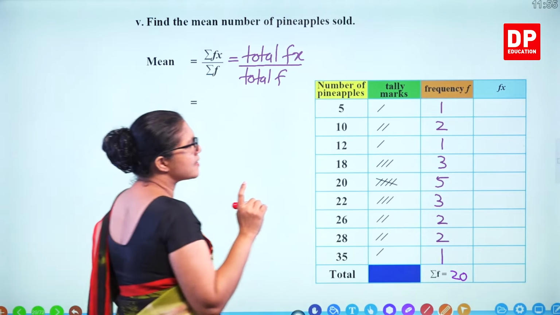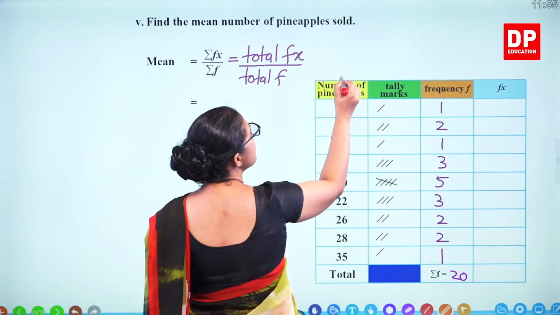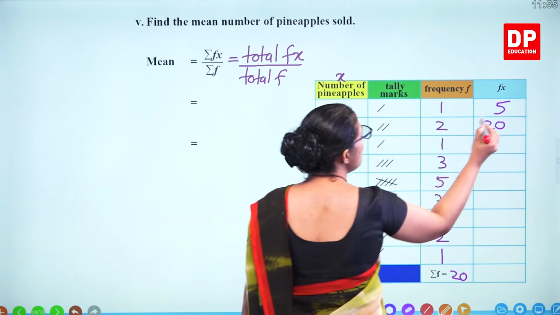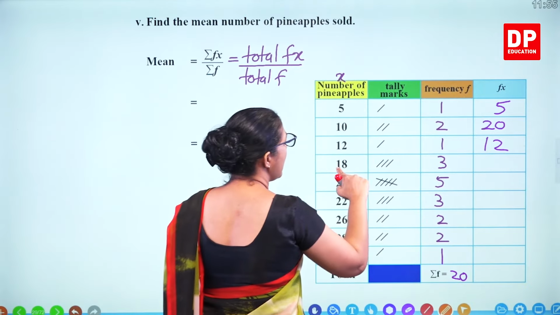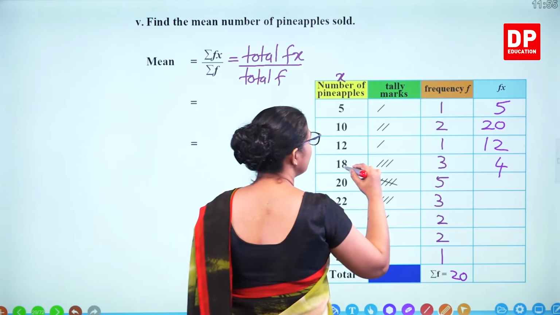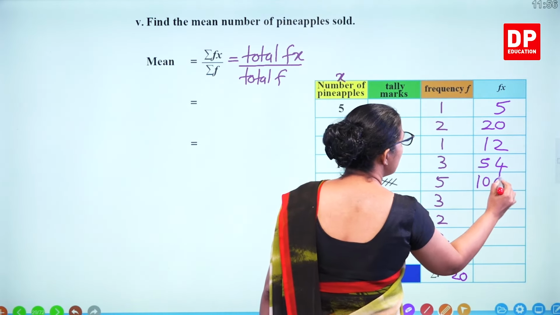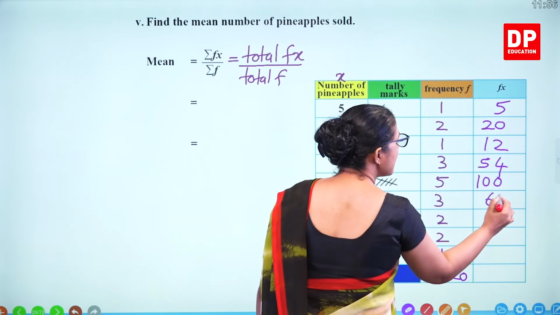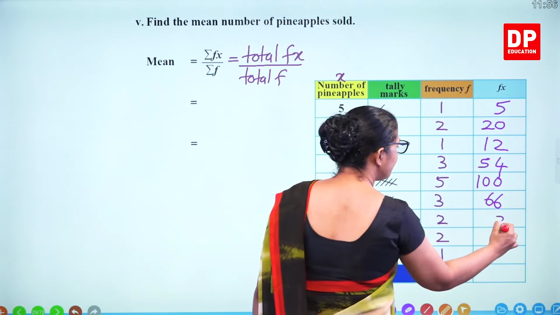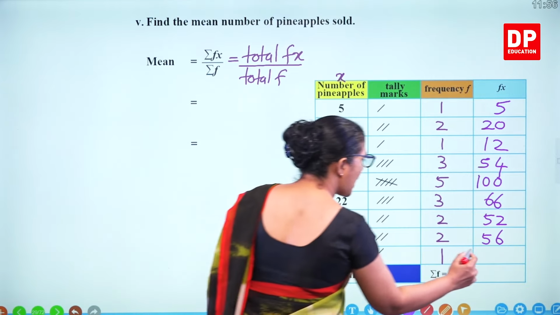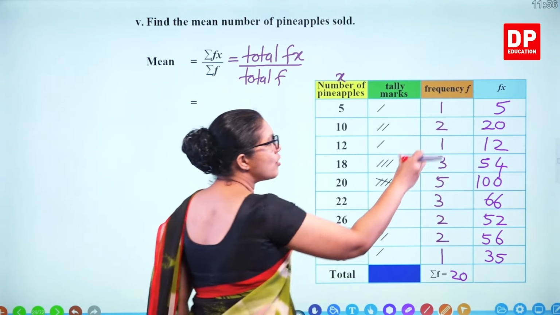So how do you find fx? It means multiplication. f times x. So 5 times 1, 5. 10 times 2, 20. 12 times 1, 12. 18 times 3, 54. 20 times 5, 100. 22 times 3, 66. 26 times 2, 52. 28 times 2, 56. 35 times 1, 35. Now add all together.